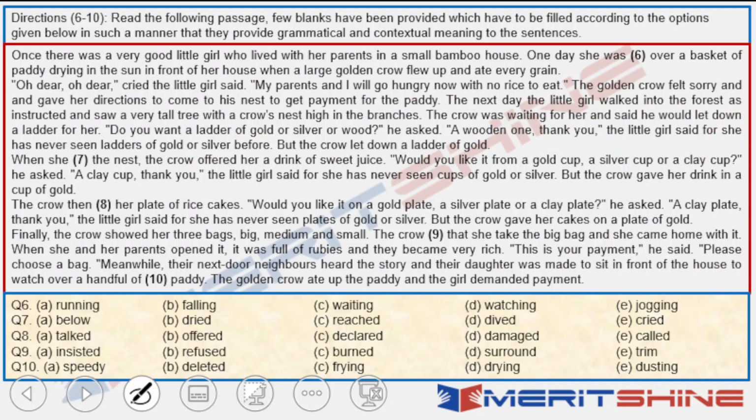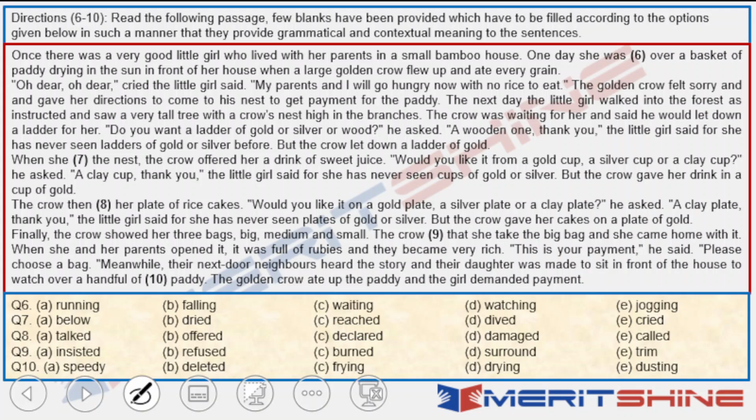Now, when she blank the nest, the crow offered her a drink of sweet juice. So now let's see the options. Below the nest, no. Dried the nest, no. Reached the nest, maybe. Dived the nest, no. Does not make contextual sense. Cried the nest does not make any contextual sense whatsoever. So only reached the nest makes sense because the girl was going towards the nest. Okay. So question number 7, C would be the answer.